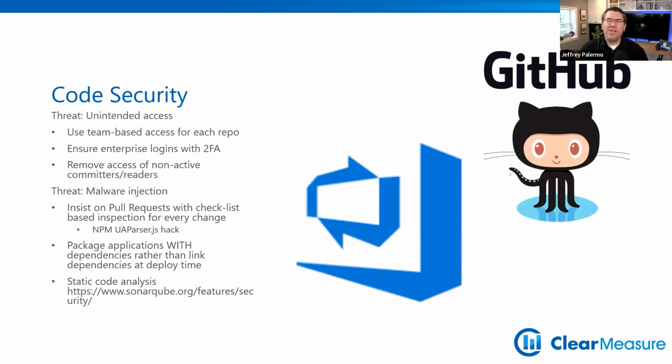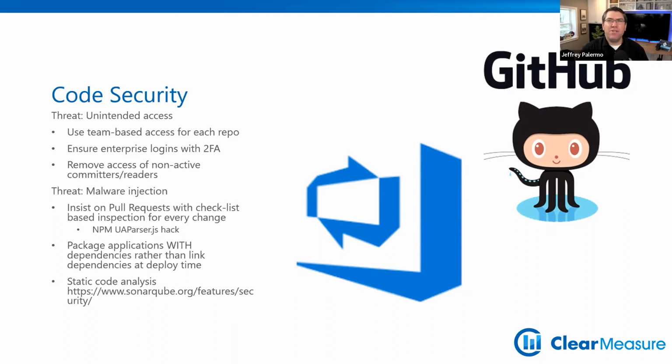That way, when a team member leaves the organization, removing them from the team automatically removes their access from the code in all of the different Git repositories. Also, make sure you have enterprise class logins that support two-factor authentication for your code repositories. And even if a person is still with your organization, if they're not active in the code anymore, go ahead and remove them from that team.